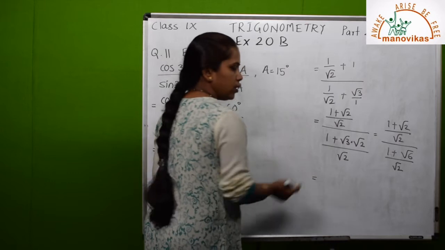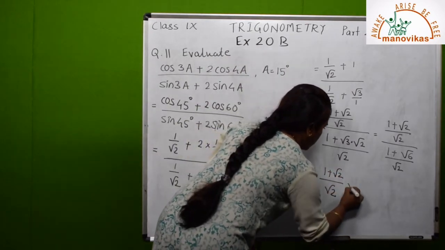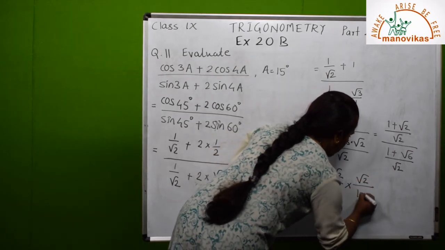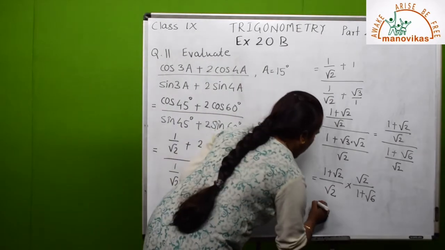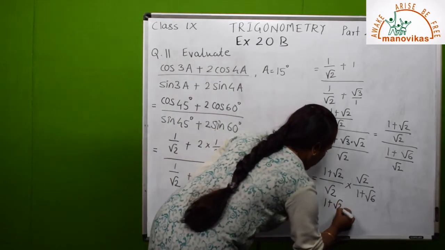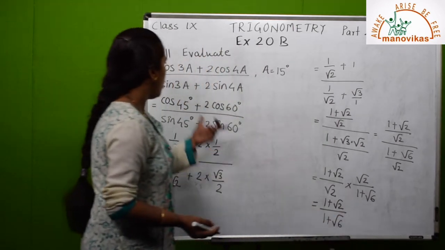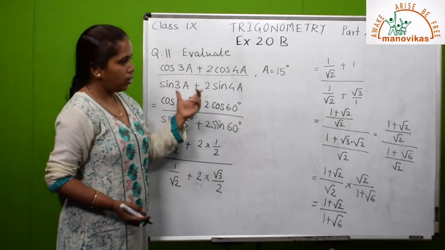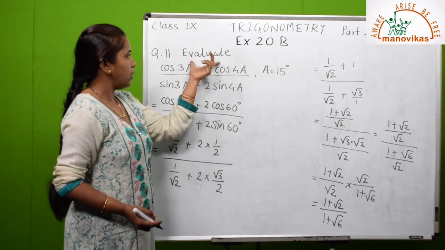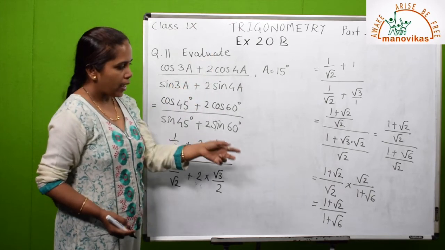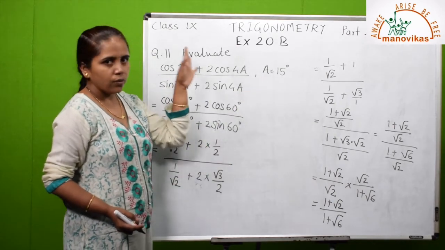Now divide both. So 1 upon root 2 divided by root 2, into root 2 divided by 1 plus root 6. Division means multiplied by the reciprocal, and which is equal to (1 plus root 2) upon (1 plus root 6). This is the value of the given expression for A equal to 15 degrees. So here we have evaluated the value of this as (1 plus root 2) upon (1 plus root 6) for A equal to 15 degrees.